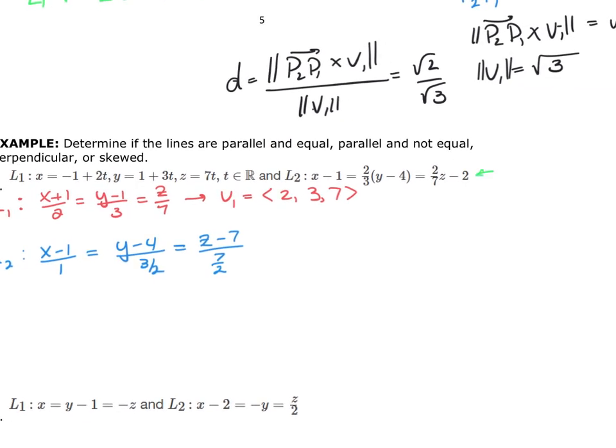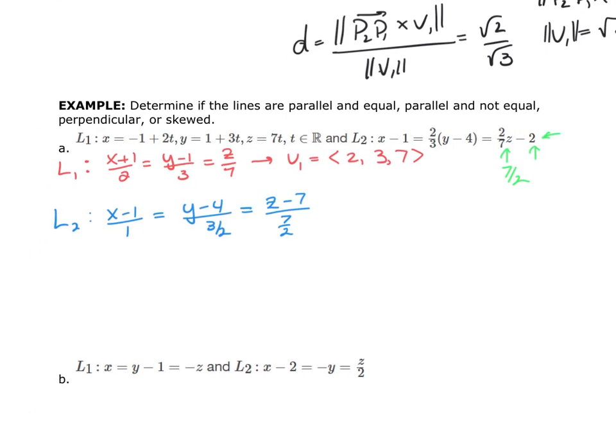Now, just as a reminder, I needed to have a z plus or minus a number. So I factored out, in other words, I divided both this term and this term by the 7 over 2. And when I divided by the 7 over 2, I got z minus 7 over 7 over 2. Okay, so my V2 is going to be equal to 1, 3 halves, and 7 halves. So if I factor out 1/2 from V2, I'm going to get 2, 3, and 7, which is the same directional vector as my V1. So these are parallel.